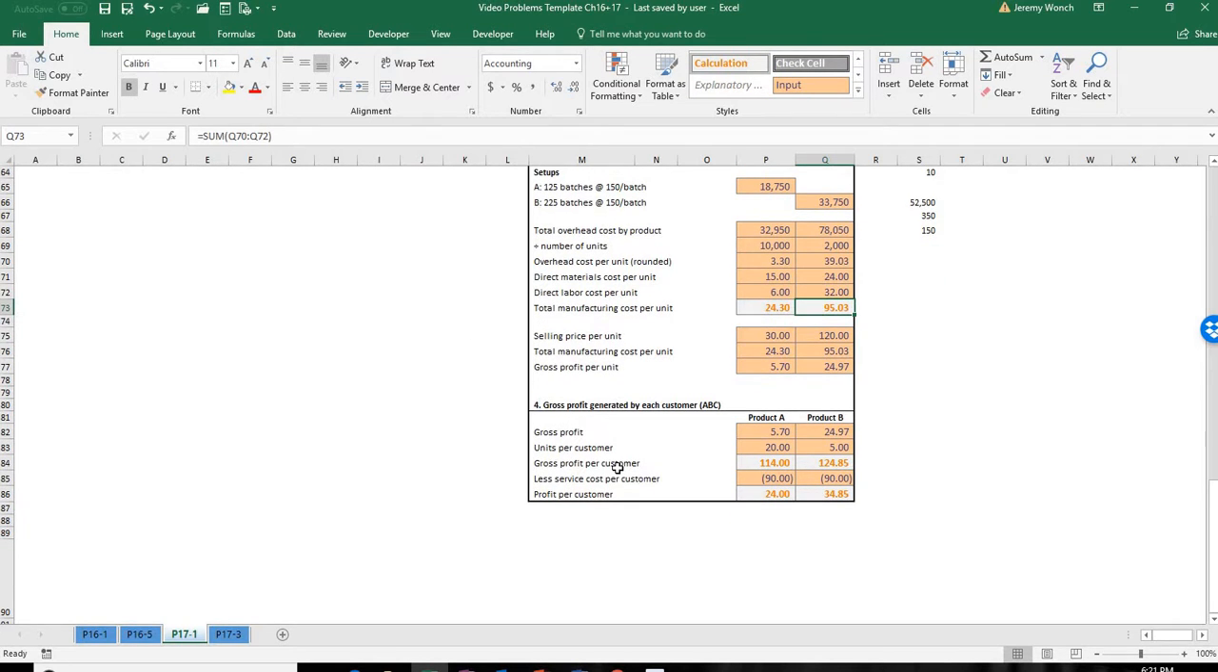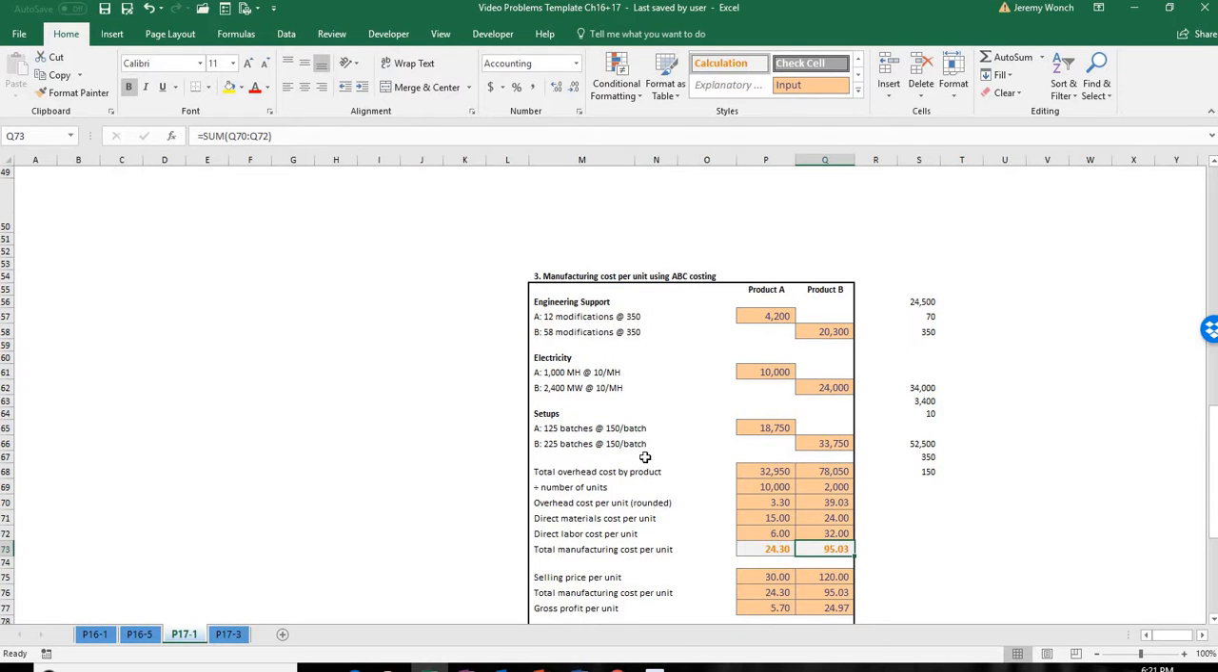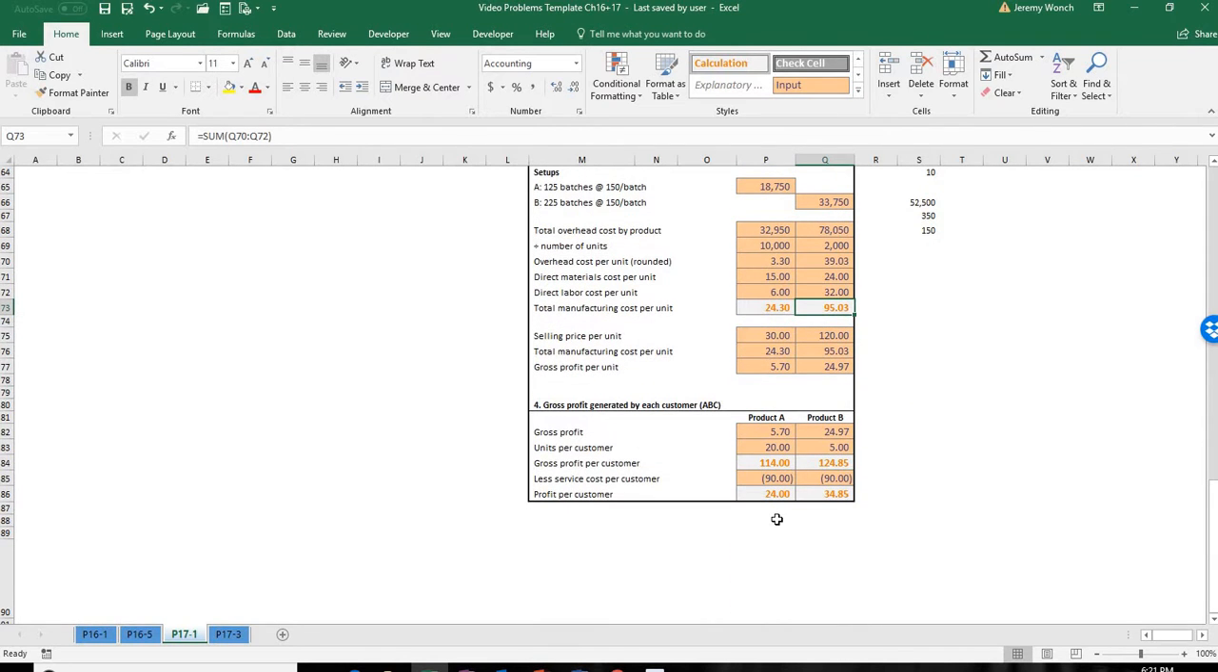Okay, so by choosing ABC costing and taking a harder look at what's really driving cost, it's not direct labor hours. In fact, it's not direct labor hours for anything. It's either modifications for engineering, or machine hours, or batches. So direct labor has nothing to do with our overhead costs, or at least very little. What's really driving it is these 3 other different drivers. And so by taking a deeper look, we identify the real costs for product A and product B, and we find out that product A is actually profitable. They're actually both profitable, so we don't want to stop making product A.